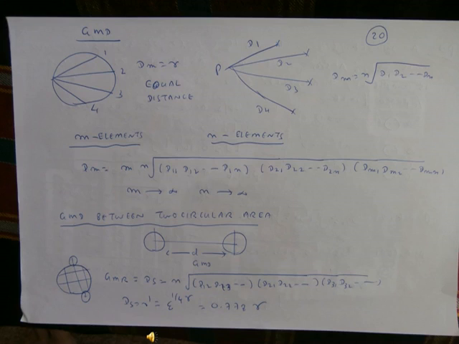DS is that, and e to the power minus 1/4 as well, 0.778 R.